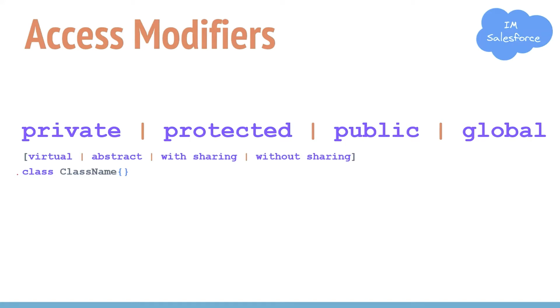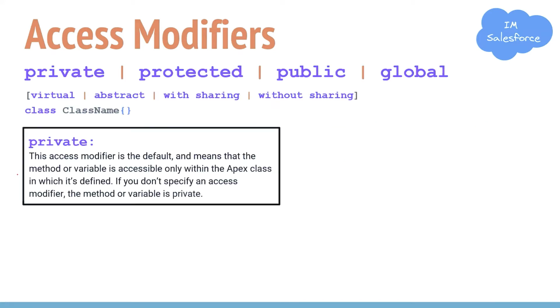We will now discuss these in detail: what is private, what is protected, what is public, and what is global. This is the private access modifier. This access modifier is the default. If you don't define anything for a class, then by default the class will be private, which means that the method and variable are accessible only within the Apex class in which they're defined. If you don't specify an access modifier, the method or variable is private.